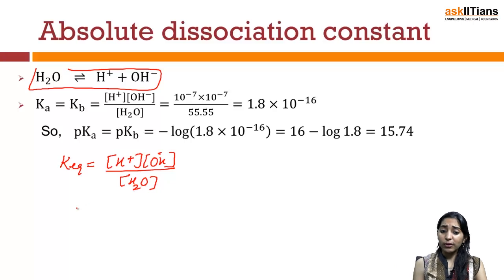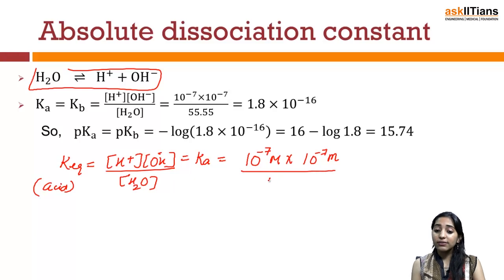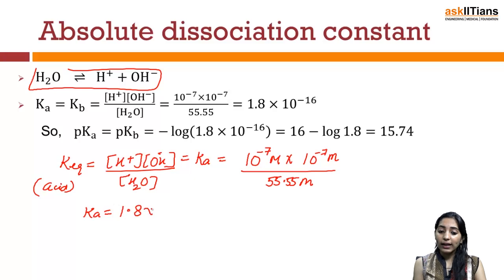Now let me put up the values. If I am saying water is acting as an acid, I can call this K equilibrium as Ka. If I put down the values, the concentration of H positive is 10 to the power minus 7 molar, the concentration of OH minus is again 10 to the power minus 7 molar, and the concentration of water is 55.55 molar. On solving this, the Ka for water to behave as an acid will be 1.8 into 10 to the power minus 16.